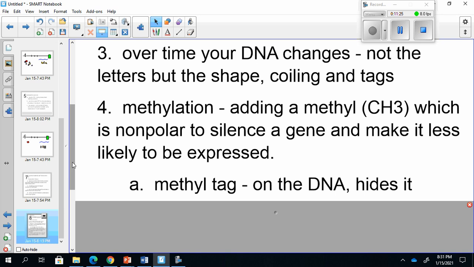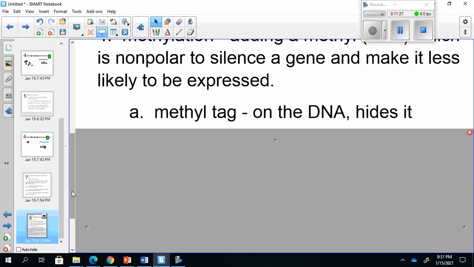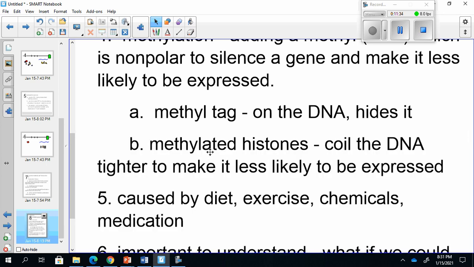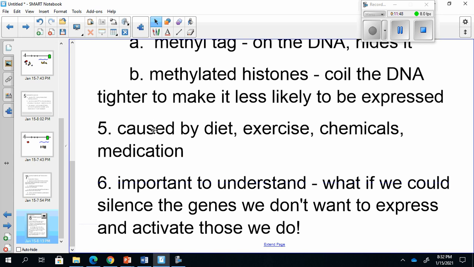So there are two ways this can happen to your DNA. It could be a straight up tag. Put a methyl tag on DNA and it won't get expressed. Or the other way is to methylate the histones. The histones, remember, are the proteins that DNA coils around. Coil it tightly and it's not very likely to get expressed. All right, this I already alluded to. The factors are diet, exercise, chemicals, medication, stress. All of those things can affect methylation and the expression of genes.